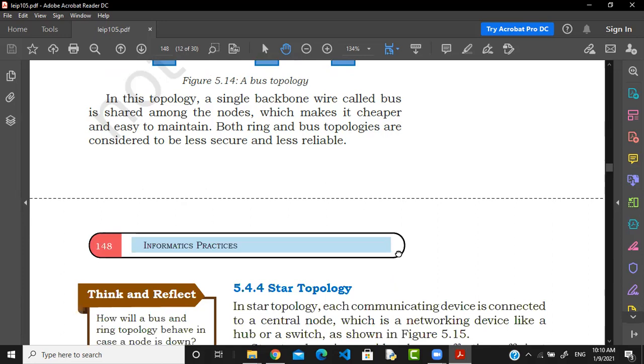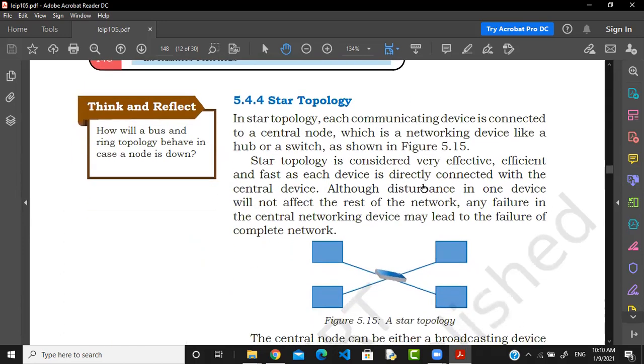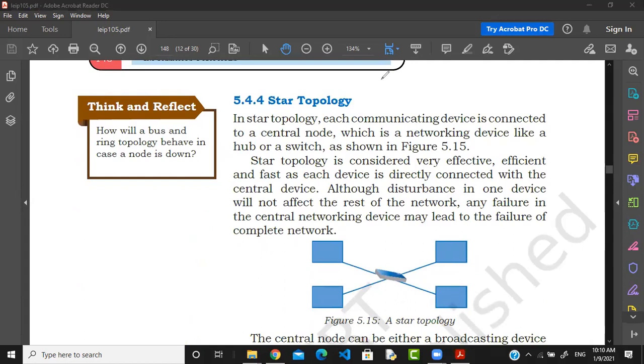Okay, and next is the star topology. I think this topology has not been discussed, so now I'm going to start discussing it. What is the star topology and what is its meaning? Star topology means a topology in which all computers are connected with a central computer.